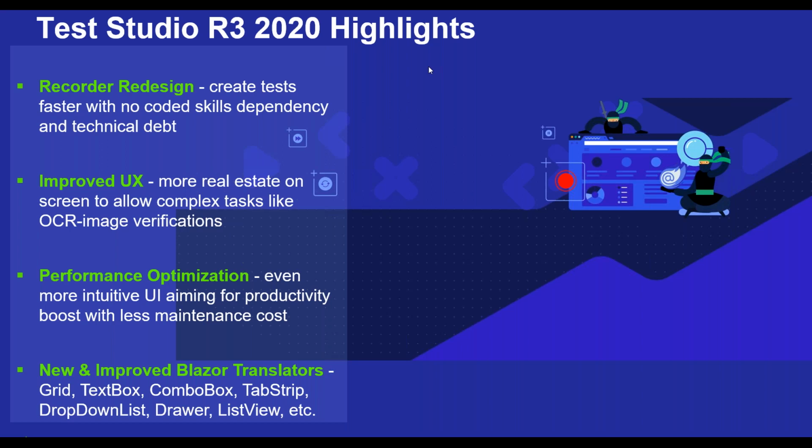So these UX and UI changes naturally lead to a performance optimization that we are doing, and now our UI becomes even more intuitive, aiming for the best productivity boost with almost no maintenance cost, right? Last but not least, we have improved our Blazor translators, adding a bunch of new ones and improving the existing ones, like the grid, for example.